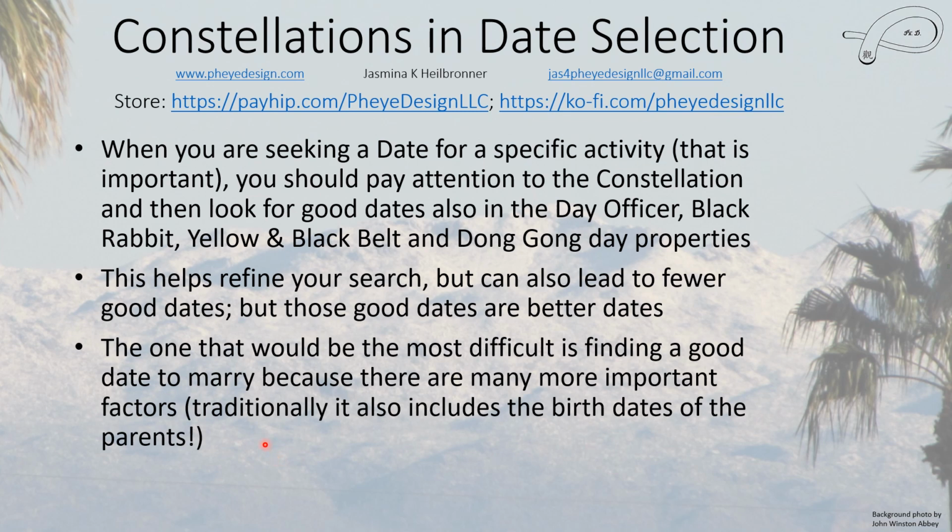Now, one of the most difficult ones to do date selection for is a date to marry. If you do it in the traditional sense, you have to actually have the birth dates of the parents also. It is crazy how many restrictions there are to find a very good date to marry.